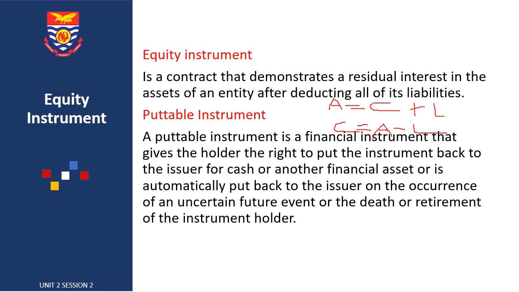to return, to put, or to send back to the issuer, the person who issued the instrument before you bought and you became a holder. You have the right to send it back for cash or another financial asset, or you automatically put it back based on the occurrence of what? Uncertain future event, or based on the death or retirement of the instrument holder. Then you send it back and your cash will be given back to you. So that is what we mean by the putable instrument.